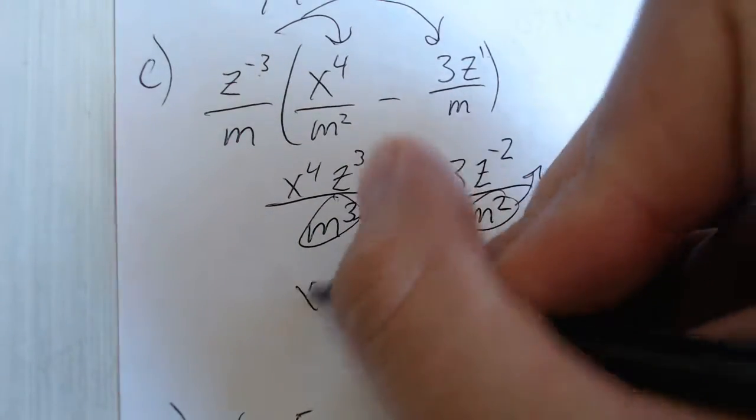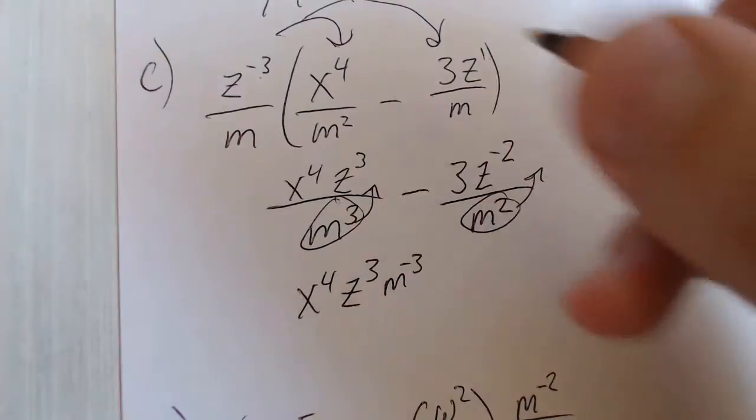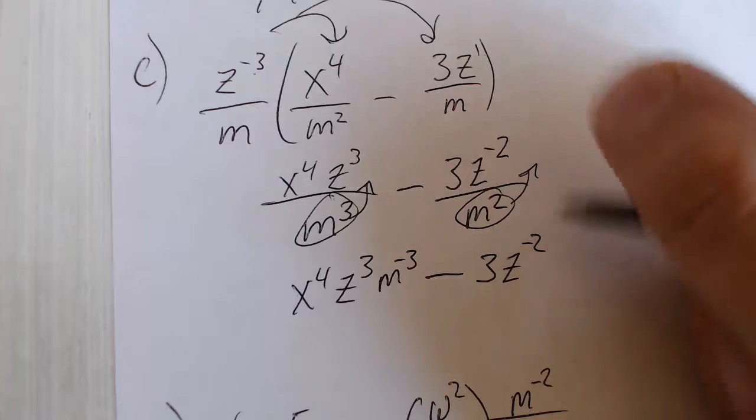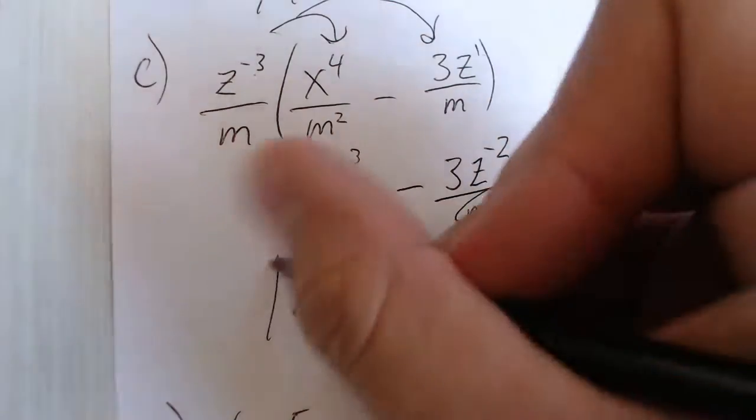So the first term is now going to be x^4 z^3 m^-3. We'll copy our minus sign. Then we have 3 z^-2, and then the m becomes m^-2. And that's our answer.